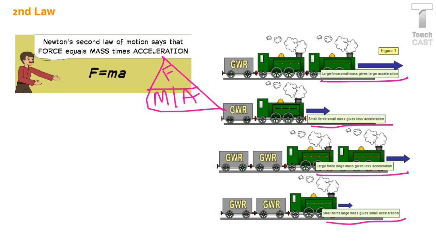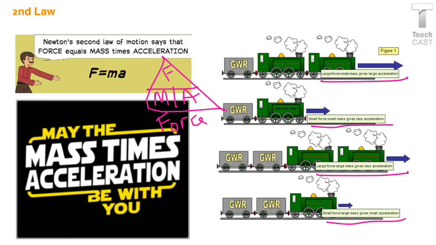Oh my goodness, how'd this get here? Looks like we have another magic triangle. It's the magic triangle of force. That's right, folks. We're going to be doing some calculations later. Just make sure you really understand how force, mass, and acceleration relate to each other using these trains. And don't worry, we'll do more stuff in class too. May the mass times acceleration be with you.